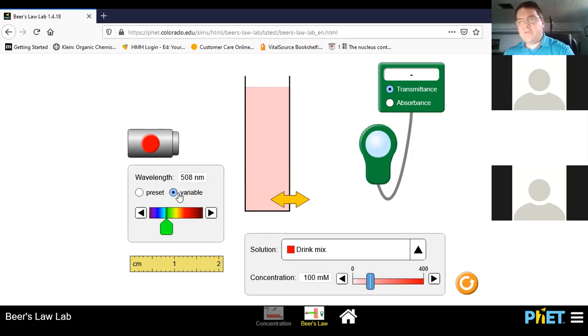All right, so that's your task for this evening. Tomorrow, I'll push out the rest of the PhET simulation activity, and we will work through that together in class tomorrow.